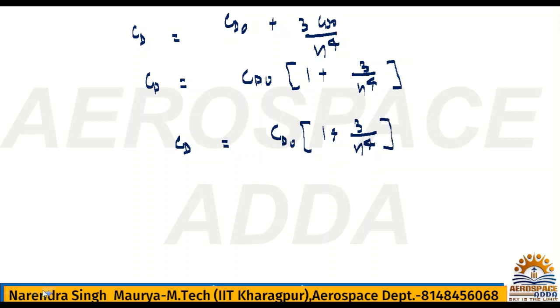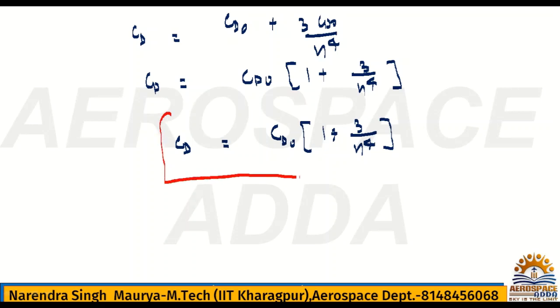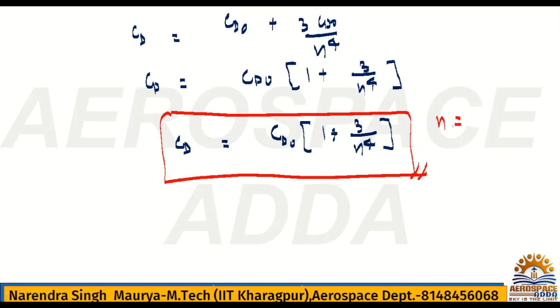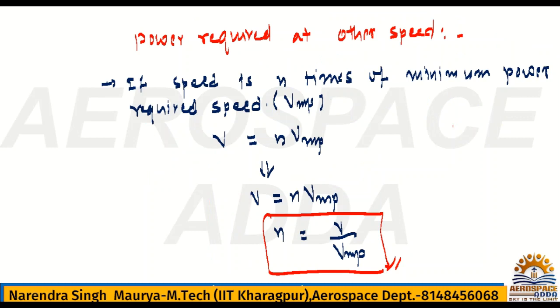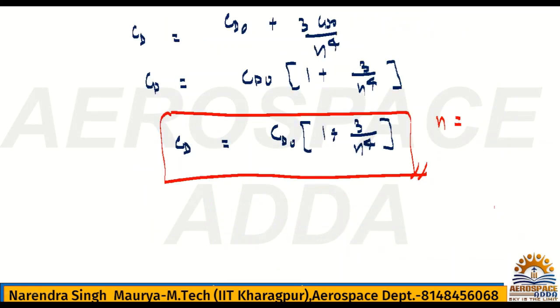As I told you, this is a very powerful formula also. Directly you can calculate CD at some other speed. The only thing you should know is what is n. n is nothing but V upon V_MP. Some other speed V will be given to you, V_MP will be known, the minimum power required speed. So this is the value of CD as I told you.